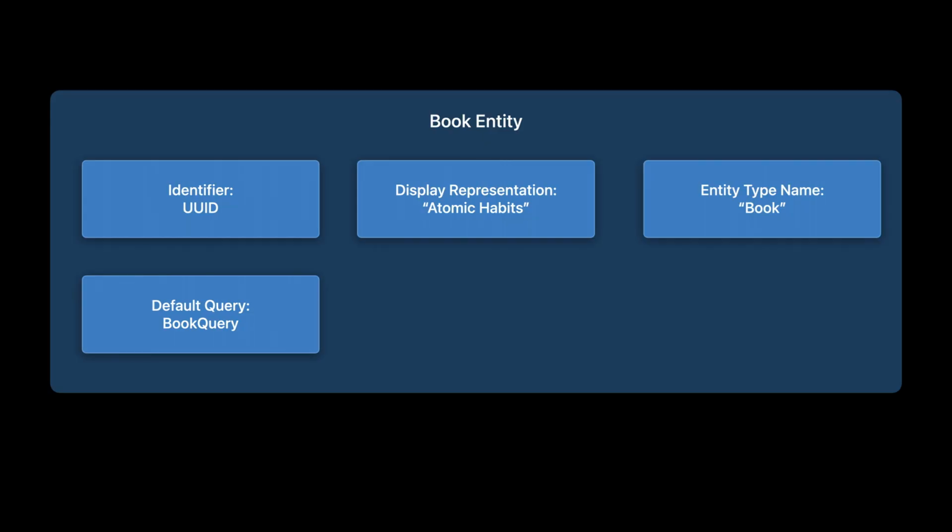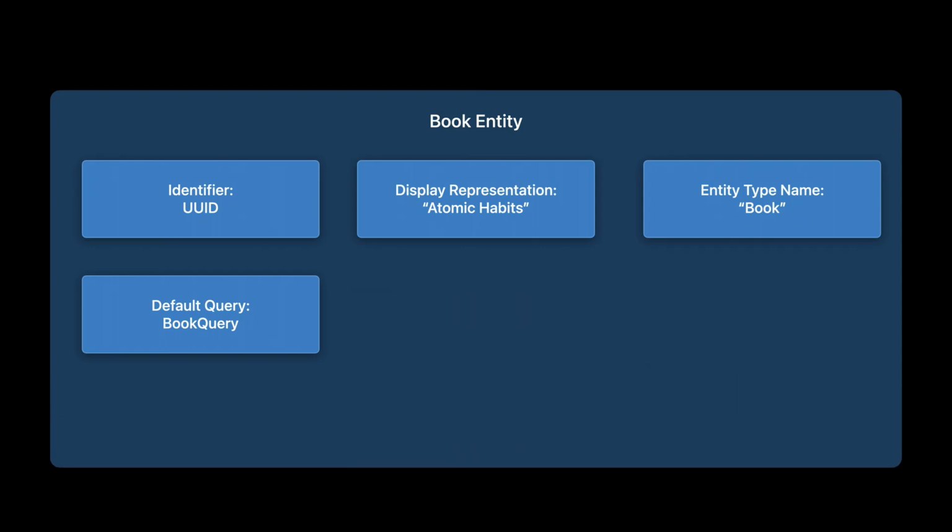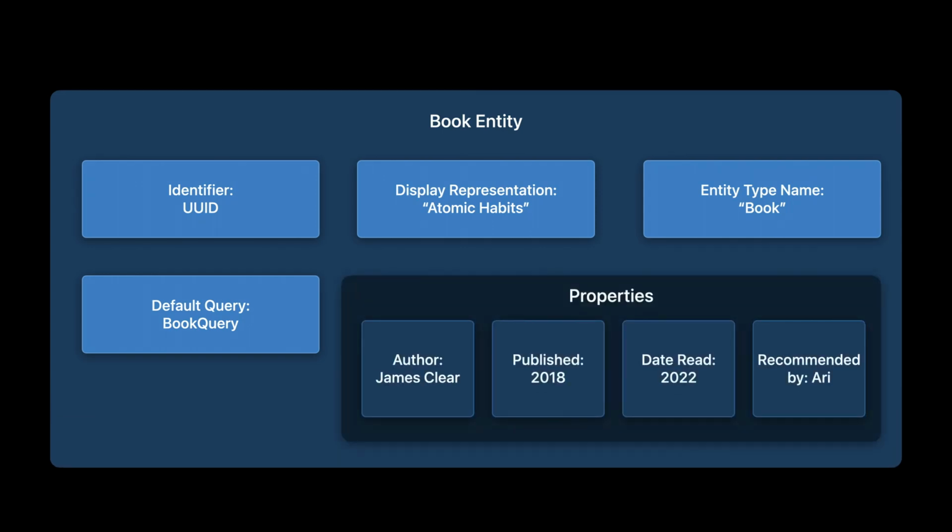So far, I've added all the basic requirements to my book entity. But to let people integrate books more deeply into their shortcuts, I'm going to need to expose a bit more about my books. Entities support properties, which hold additional information on the entity that you want to expose to users. In this case, I'll add the book's author, publishing date, read date, and who recommended it, so that people can use those properties in their shortcuts.